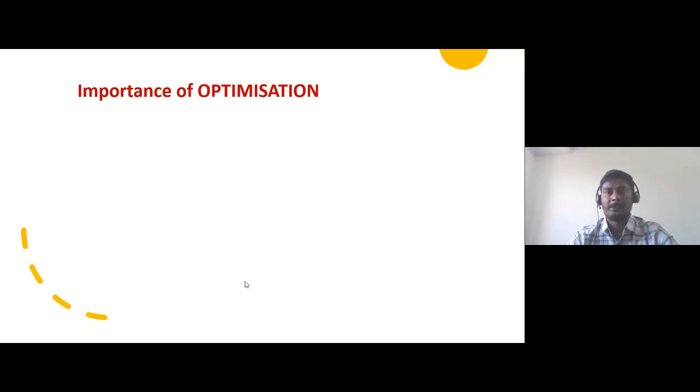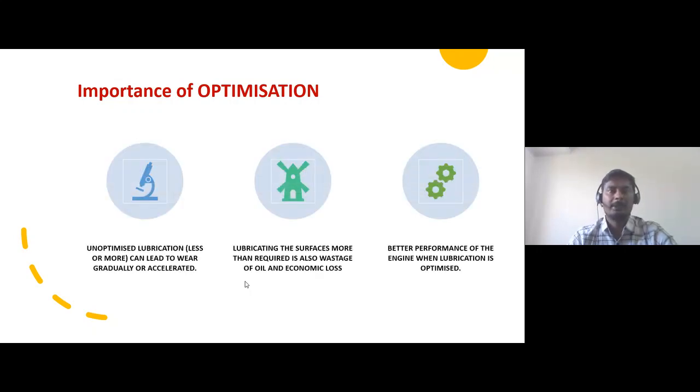So, the importance of the optimization. Why is optimization of the feed rate important? Feed rate optimization is very important. Unoptimized lubrication, whether less or more, can lead to wear, gradual or accelerated. It can increase the wear in the engine unit. So we need to maintain the optimization of the feed rate.